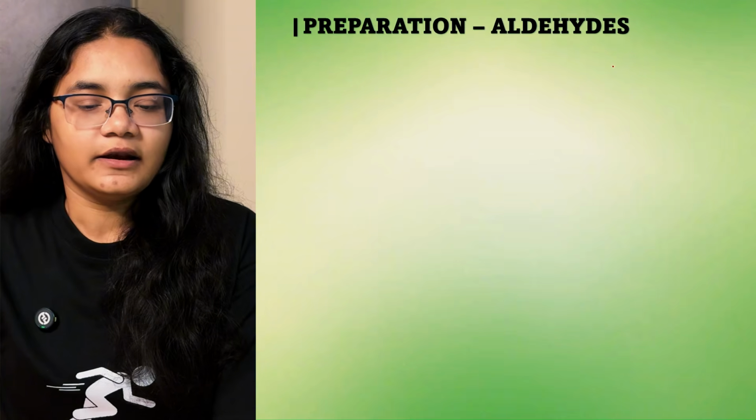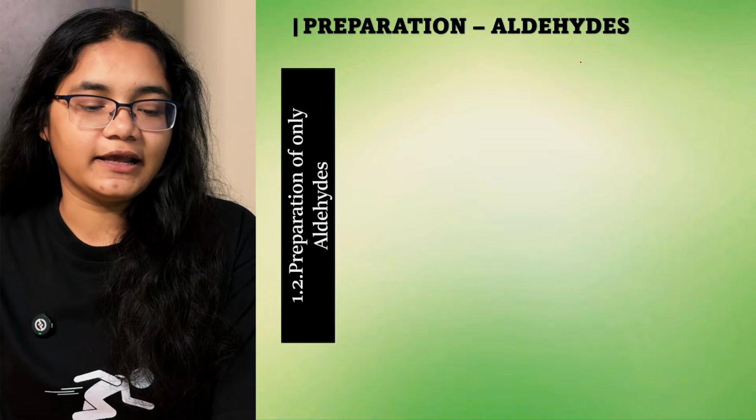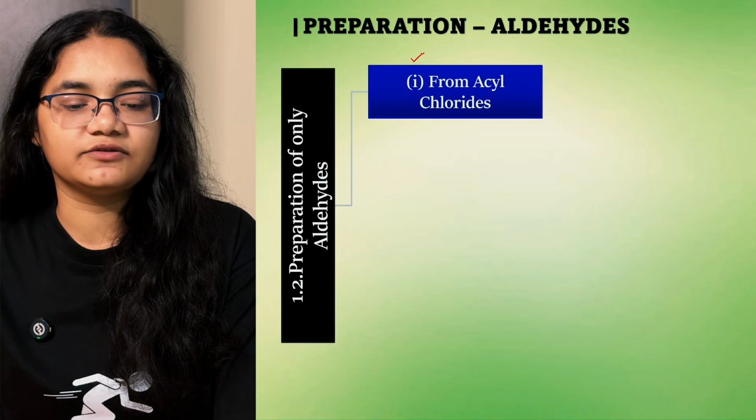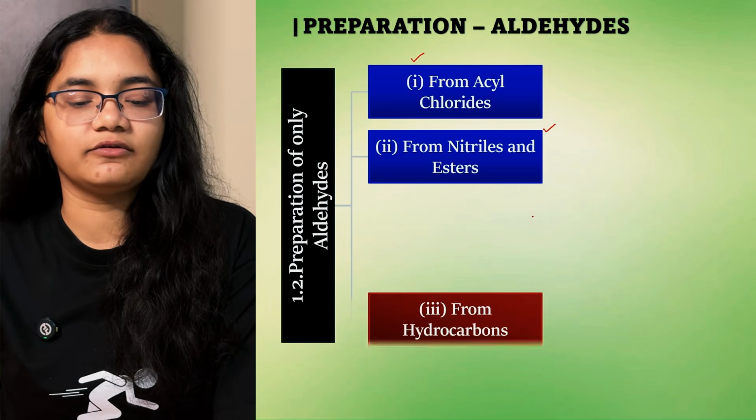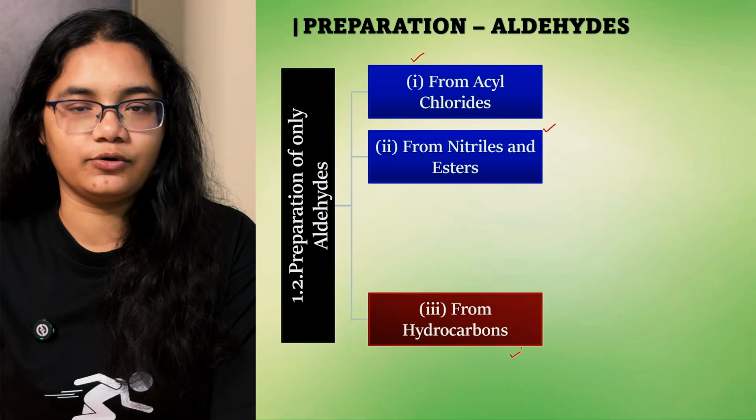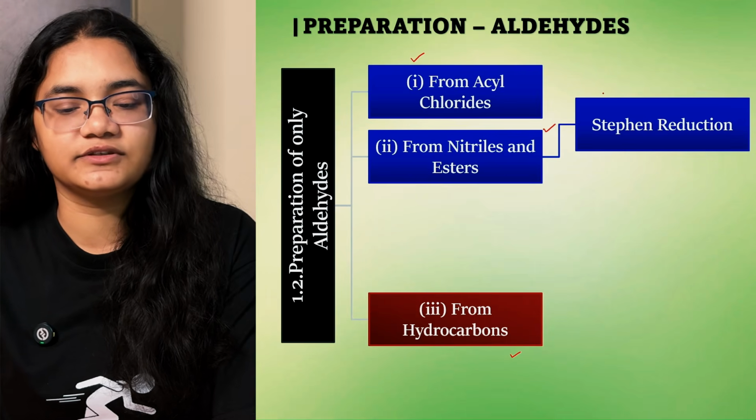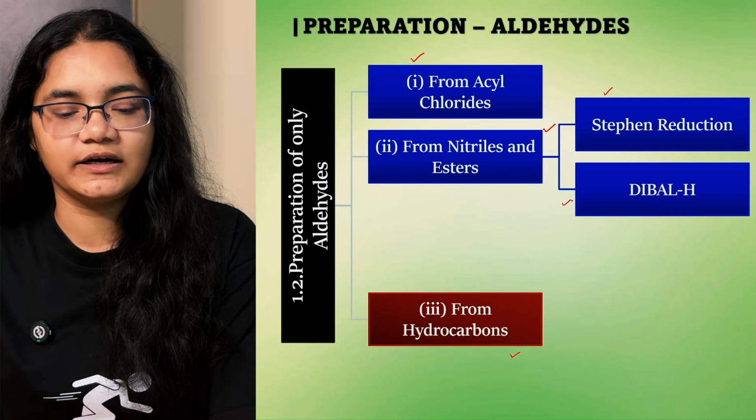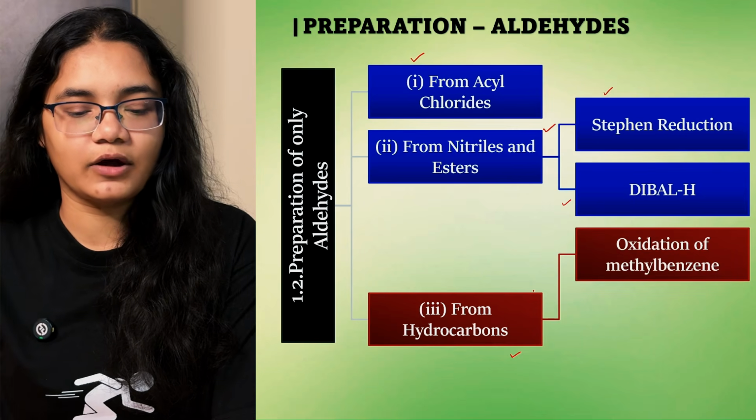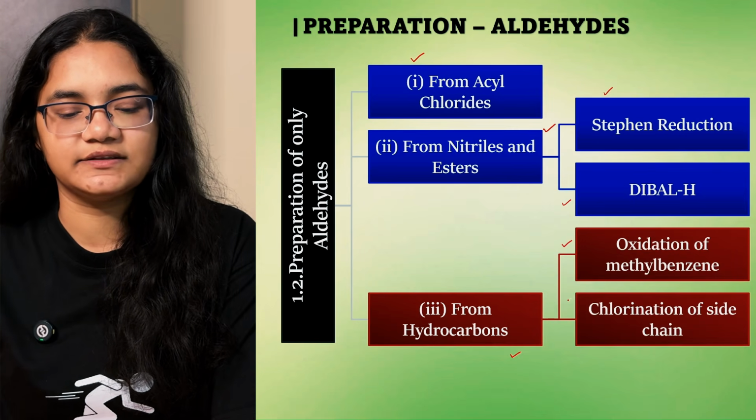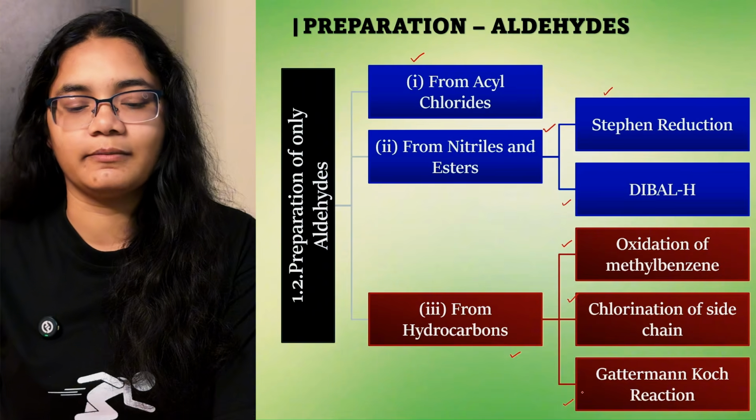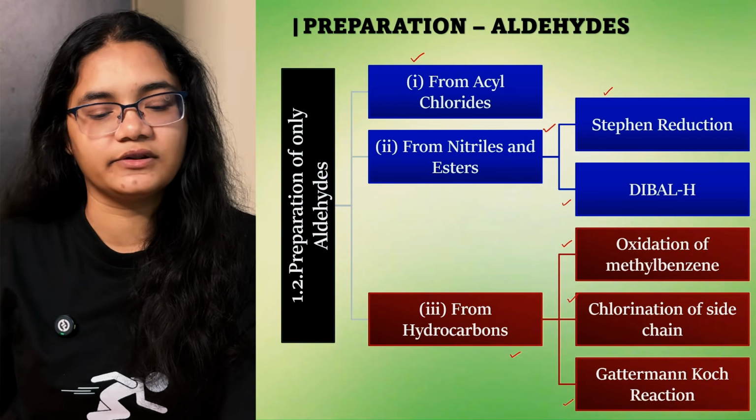Okay, next we'll talk about preparation of only aldehydes. So here the first method is from acyl chloride, the second one is from nitriles and esters, and the third one is from hydrocarbons. Under nitriles and esters we have the Stephen reaction and using DIBAL-H. And from hydrocarbons we have oxidation of methyl benzene, chlorination of side chain, and the Gattermann-Koch reaction. Okay, so we will see all these reactions.